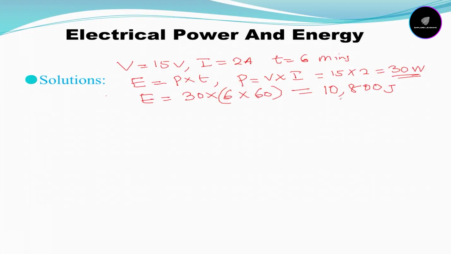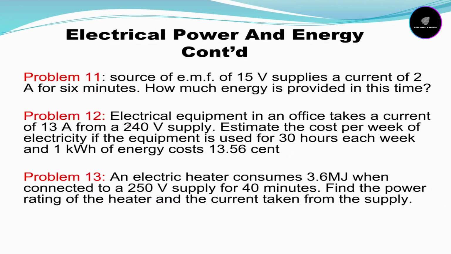joules. Now you can also convert this to kilojoules. So you can say E equal to, for you to convert to kilojoules, all you just need to do is to divide by 1000. Then you have 10.8 kilojoules.